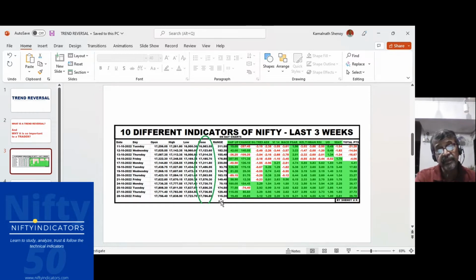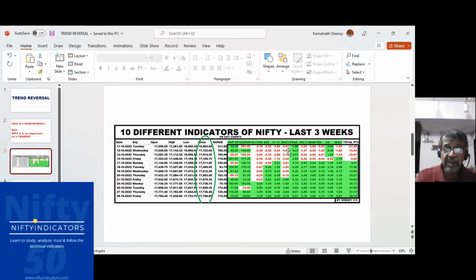If you see here in this chart, you can see a combination of 10 different indicators that indicated the positions in the last 3 weeks. The red shows bearish, green shows bullishness. If you can see here, slowly and steadily, halfway here, the market became bullish.